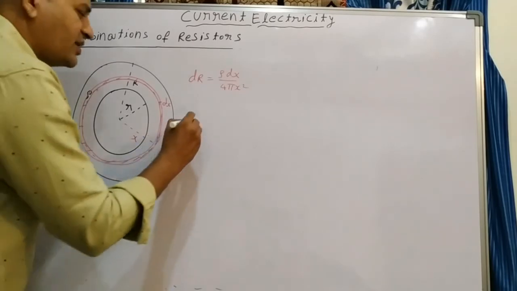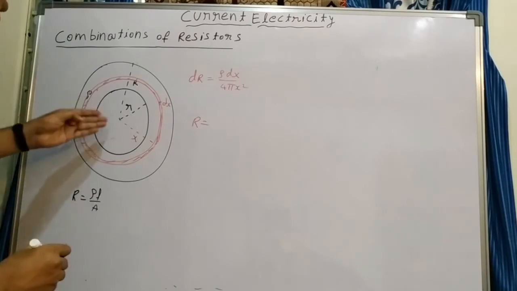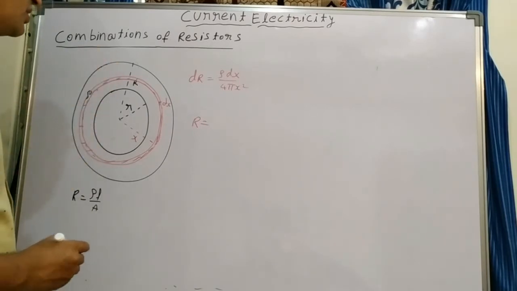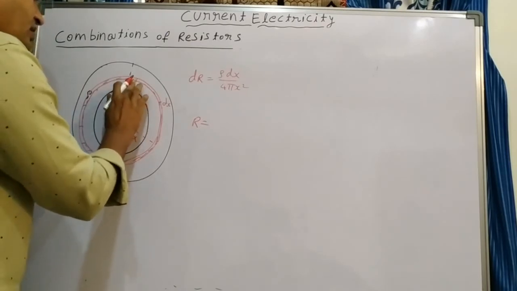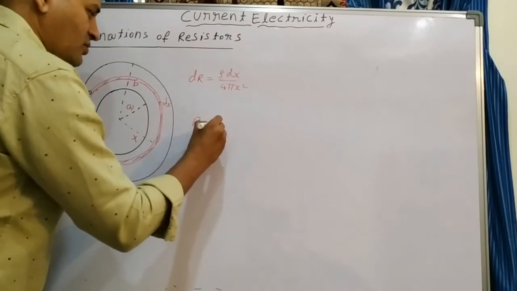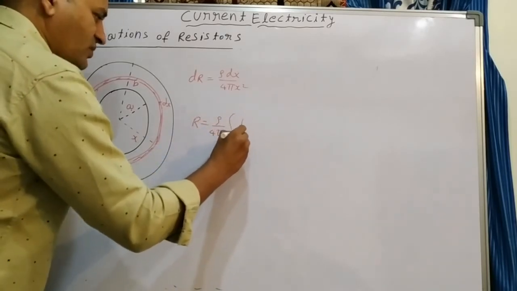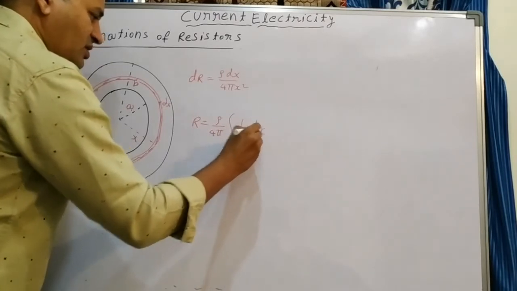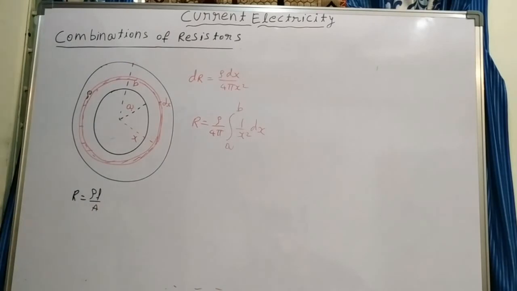If you want the total resistance, and the radius changes from small r to capital R, or it is better to take A to B, A and capital R is B, you can take. So now take the integration: rho by 4 pi integral 1 by x square dx. Limits are changing from A to B, inner surface to outer surface. So here 1 by x square.